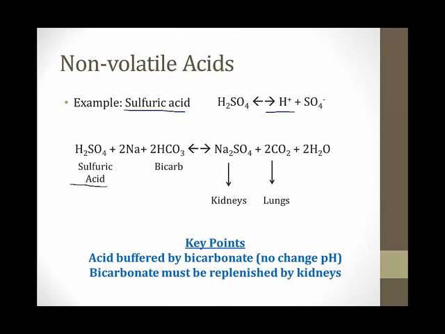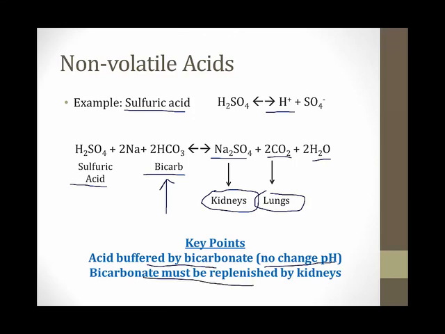So any sulfuric acid produced from metabolism will combine with bicarb to form sodium sulfate, carbon dioxide, and water. The carbon dioxide will be eliminated by the lungs, and the kidneys will eliminate the sodium sulfate, and so because of the presence of bicarbonate in the plasma, acids are buffered and there's no change in pH. But note that this reaction on the screen consumes several molecules of bicarb, so the bicarb has to be replenished by the kidneys, and that's the kidney's role in acid-base balance.